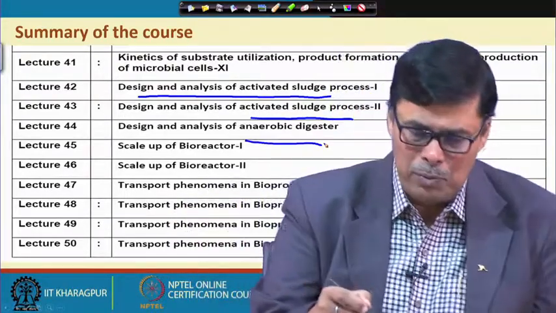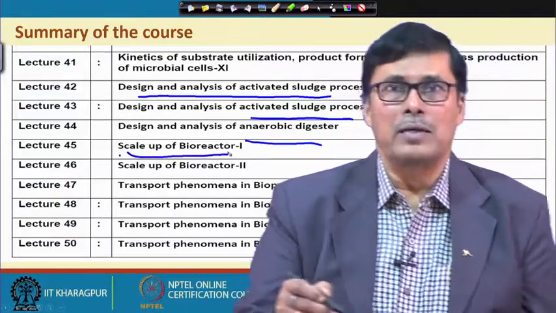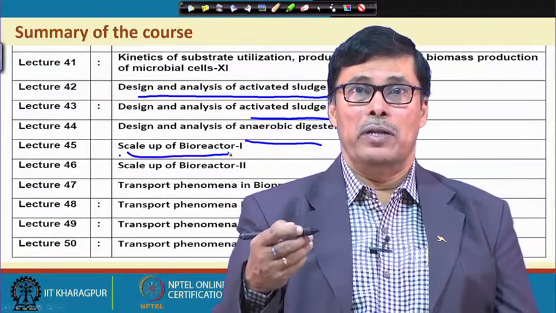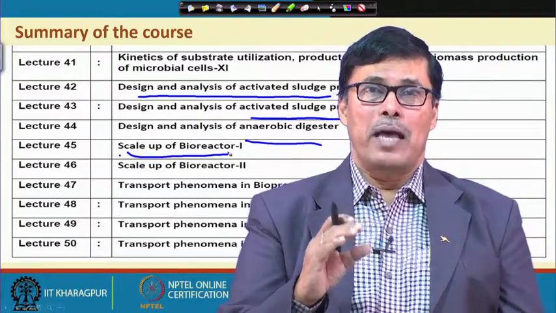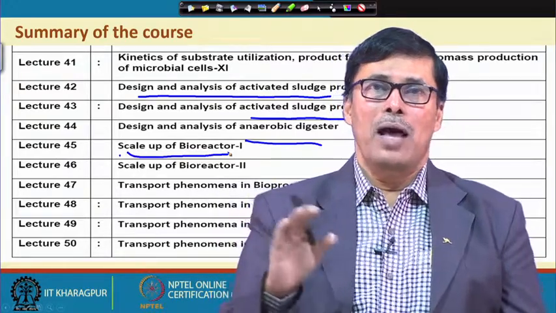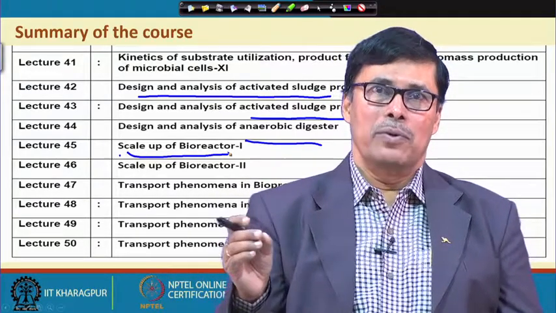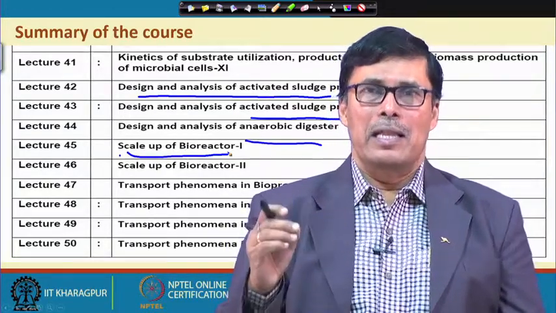After having all this information, we switch over to the scale up of the bioreactor. I told you this is very important, because whatever we develop in the small scale, we cannot directly apply to the bigger scale unless you have some kind of analysis of the process. The one analysis that is very much required is the scale up of the process.